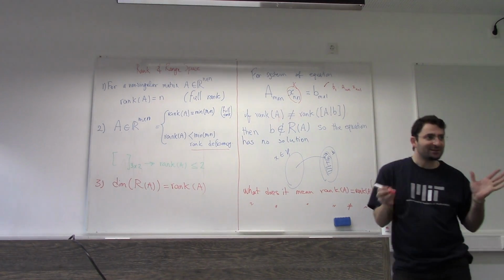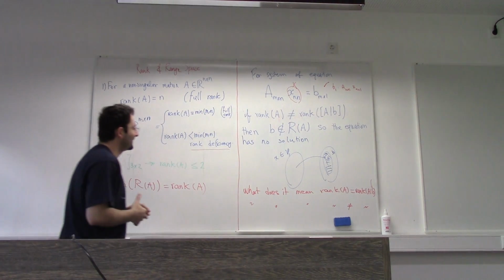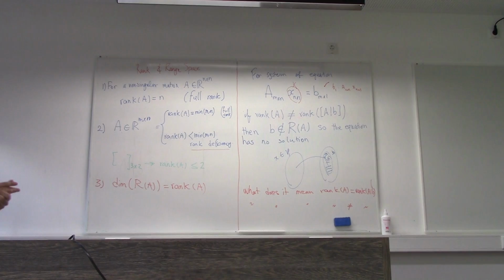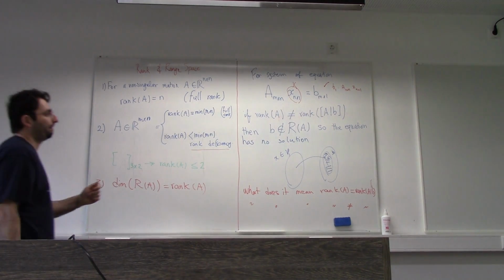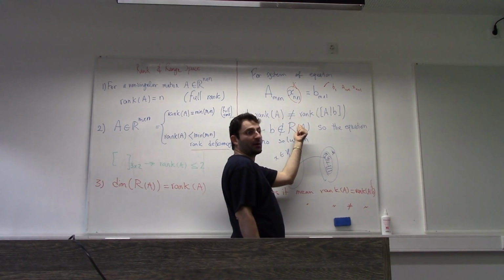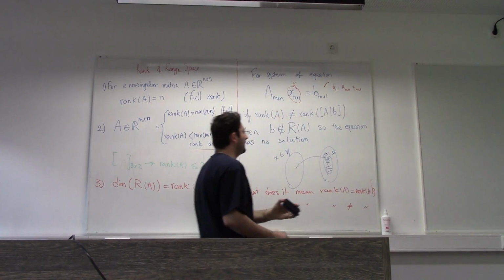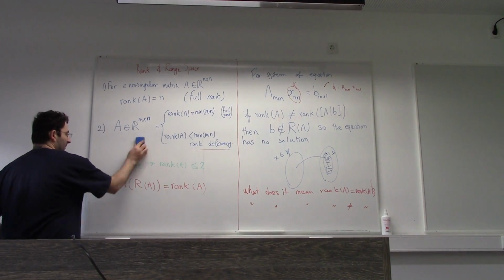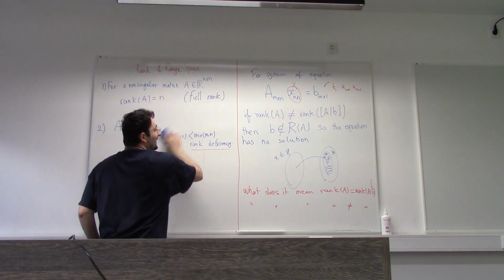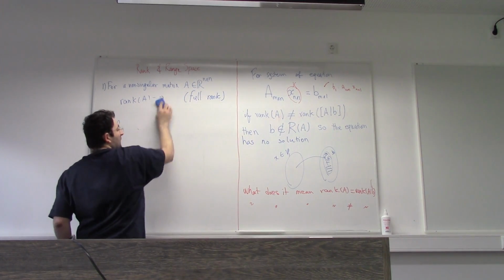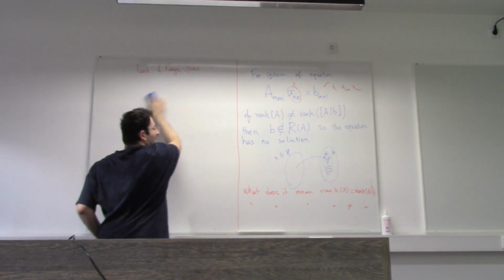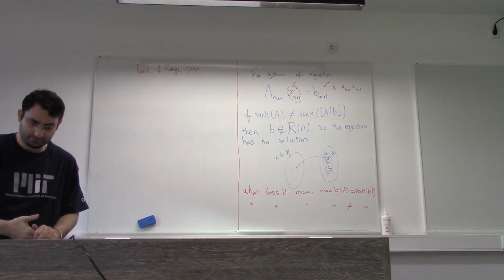Now, did you see the image? So, if rank A is not equal to rank [A b], it means b is not in the range of A, which means the equation has no solution. What will happen if rank A is equal to rank [A b]? In other words, if b belongs to the range of A.